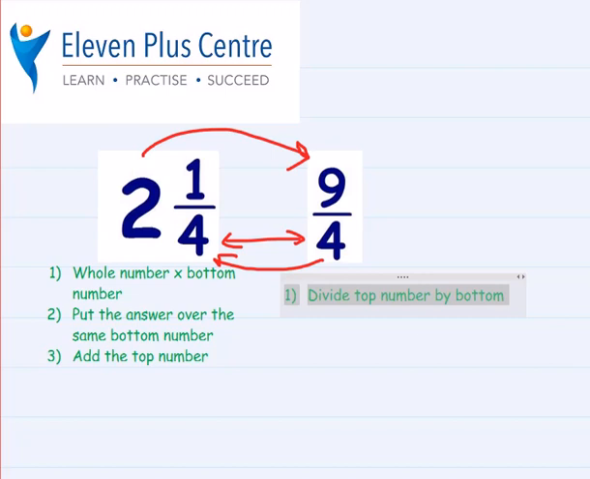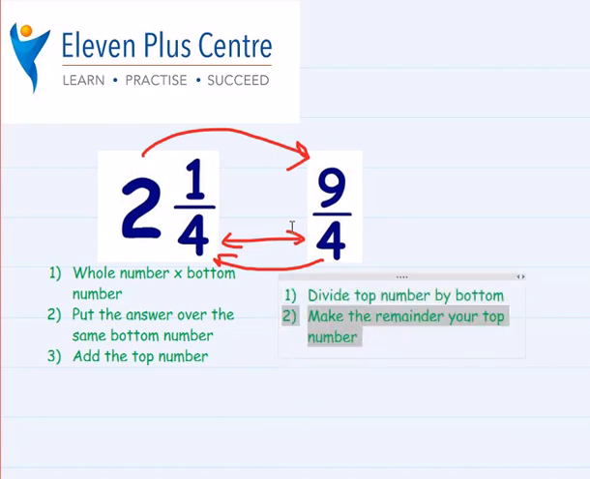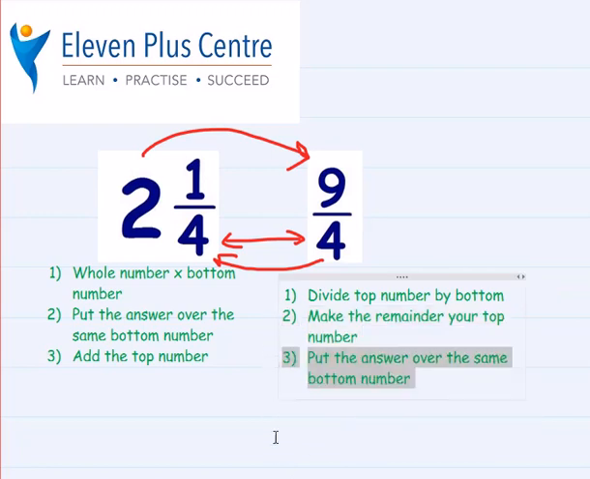The next step is to work out what the remainder is. So we know that there are 2 4s in 9. The remainder is 1. So here's our second step. The remainder is 1, and that's where this 1 comes from. And the final step is, as I said before, the denominator always stays the same. The bottom number always stays the same. So that's why 2 1/4 is the same as 9/4.